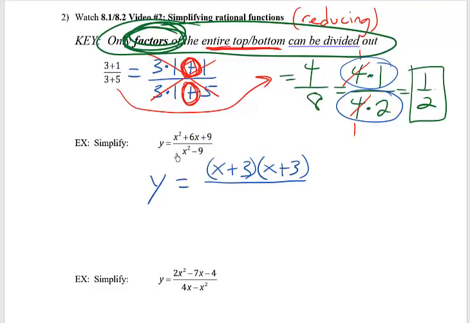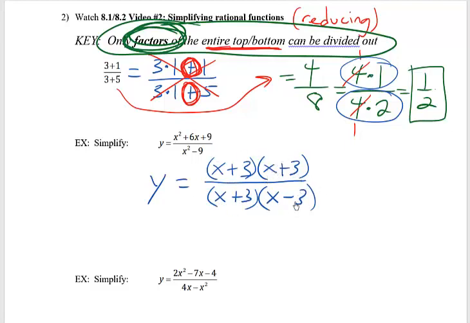The bottom guy, again, no GCF. This one only has 2 terms, and what I notice is it's got a minus in the middle. These 2 guys are perfect squares, so it's one of those difference of squares problems, a plus b, a minus b.